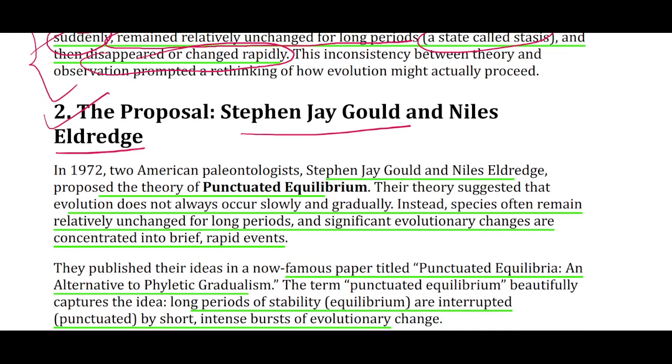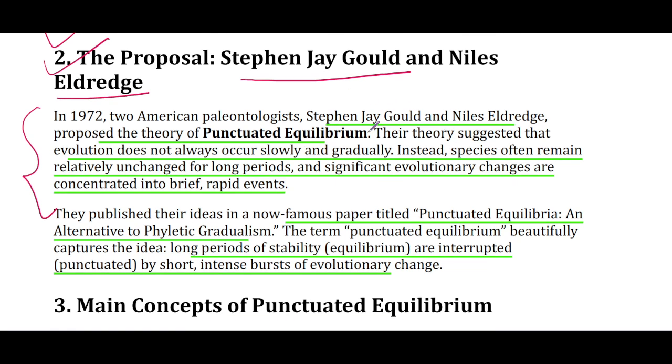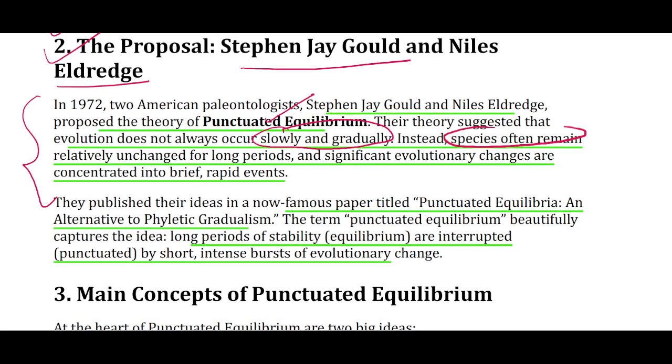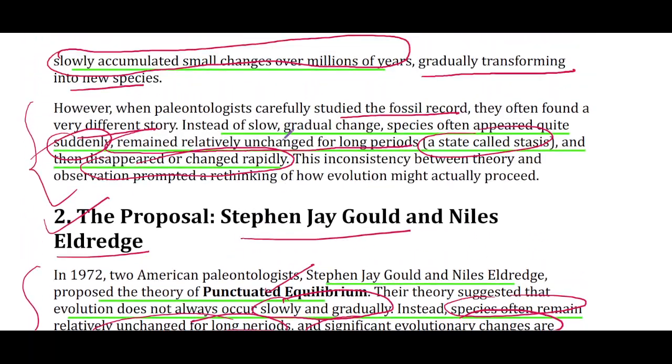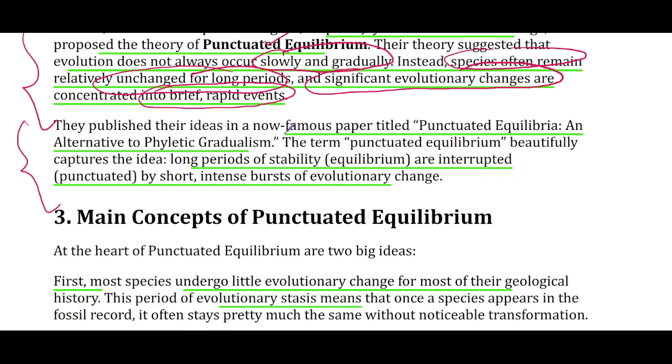So the proposal by Stephen J. Gould and Niles Eldredge. In 1972, two American paleontologists, Stephen J. Gould and Niles Eldredge, proposed the theory of punctuated equilibrium. This theory suggested that evolution does not always occur slowly or gradually. Instead, species often remain relatively unchanged for a long period, and significant evolutionary changes are concentrated into brief and rapid events, these punctuating events.